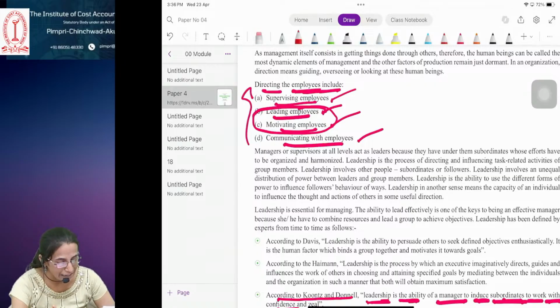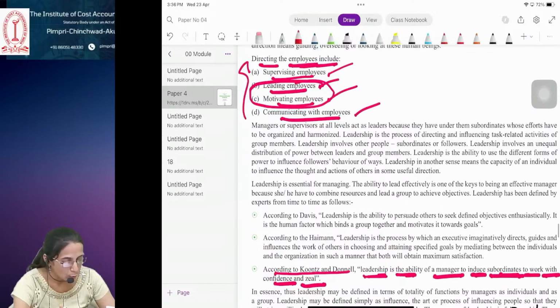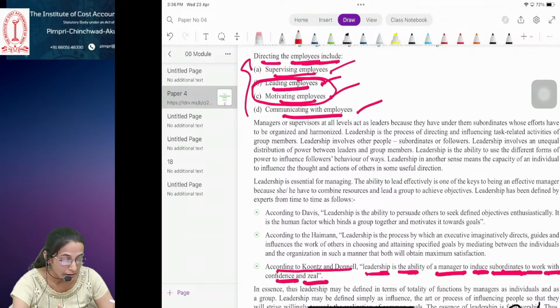Managers or supervisors at all levels act as leaders. See, the manager's responsibility comes under all these things which we discussed, right? So managers in turn are leaders in the organizations, because they have under them subordinates whose efforts are to be organized and harmonized. Leadership is the process of directing and influencing task-related activities of group members. Leadership involves other people. That is the subordinates and the followers who will be following the leader, that is the manager. That is what following means, obeying his instructions, directions provided by him, right?